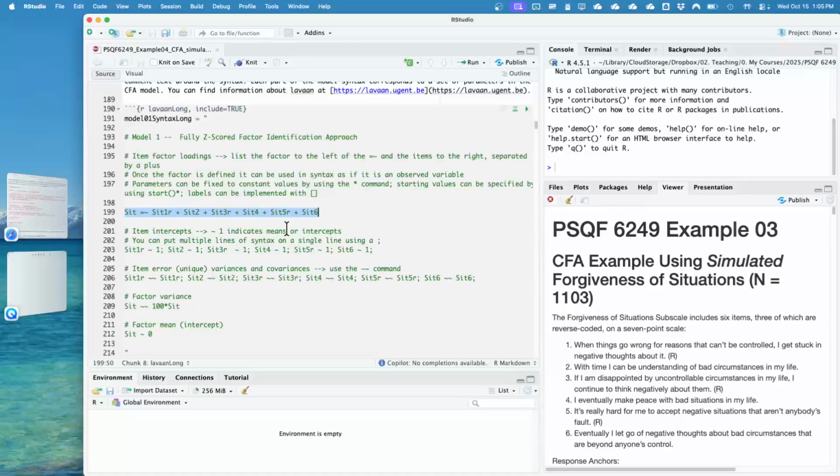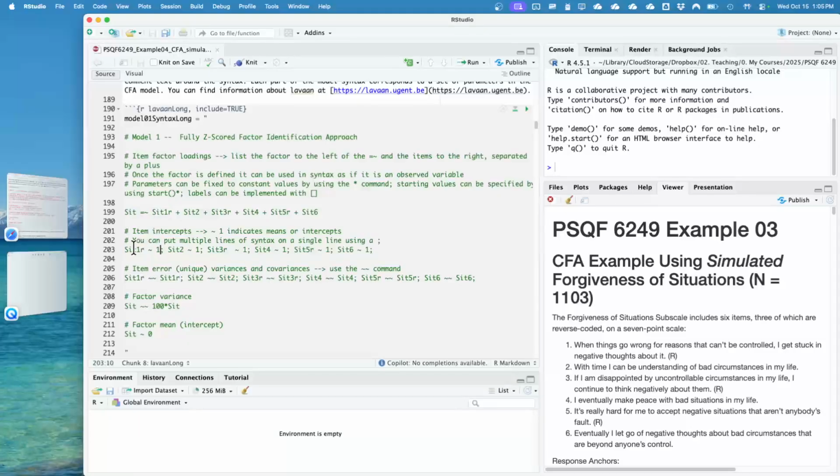What does that mean? That means here, each item gets an intercept. Remember, for each item, the linear model is like sit1r is equal to intercept plus loading times factor plus residual. Circle plus square equals triangle there.